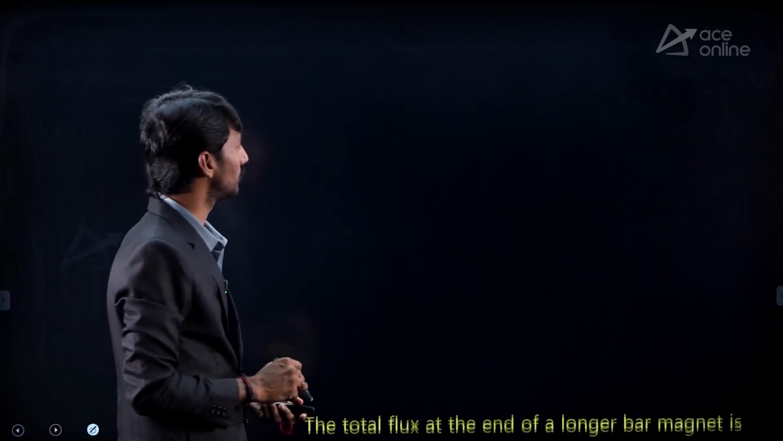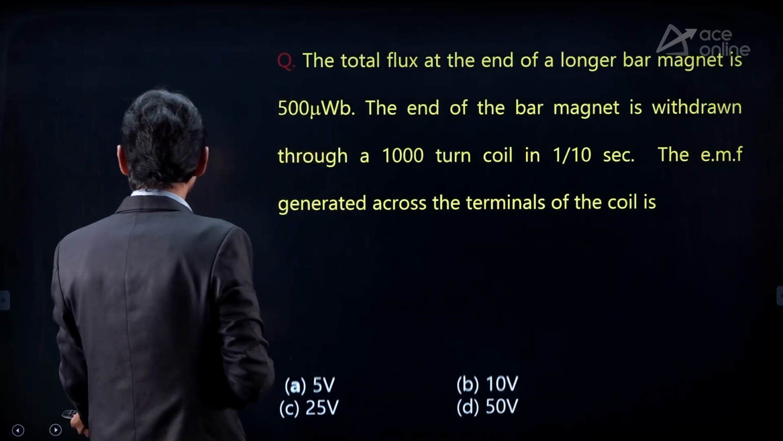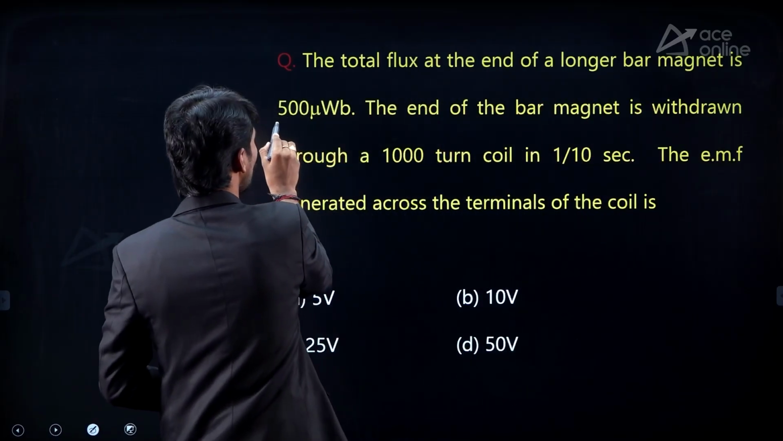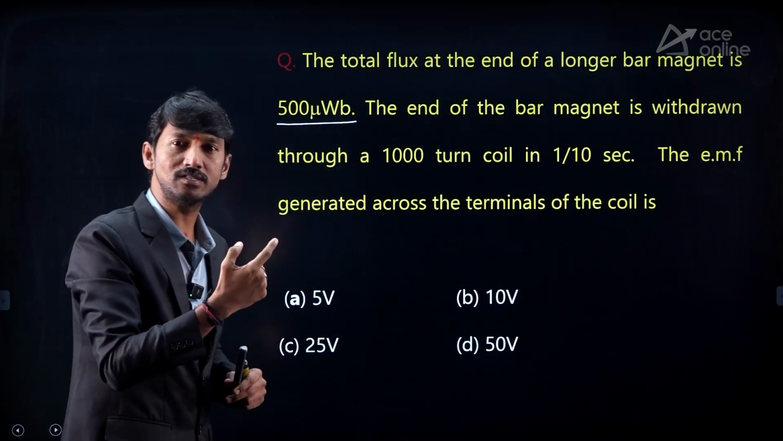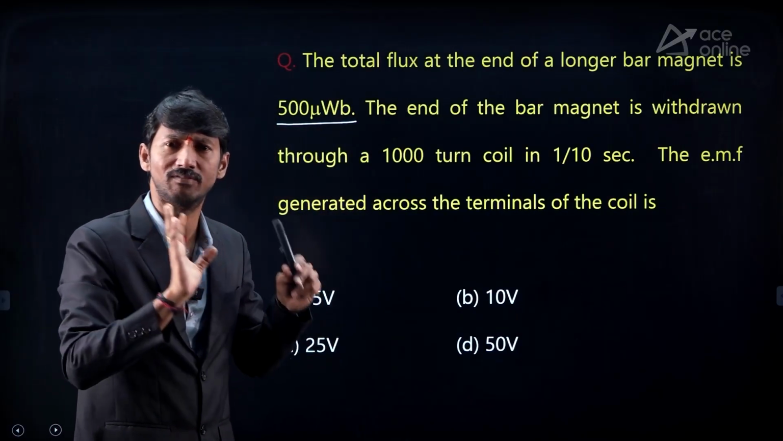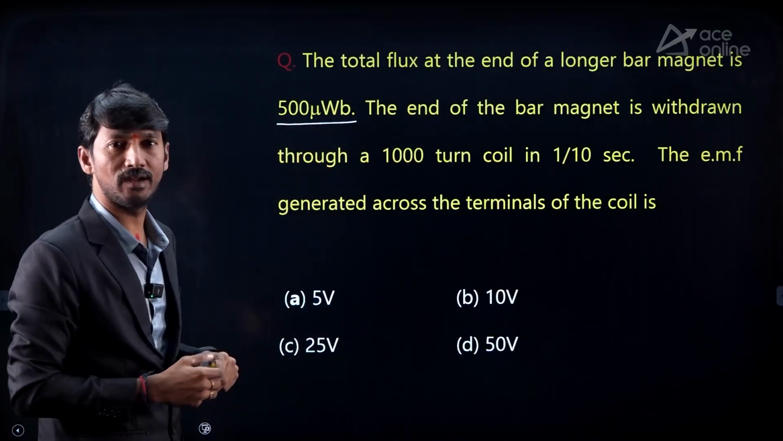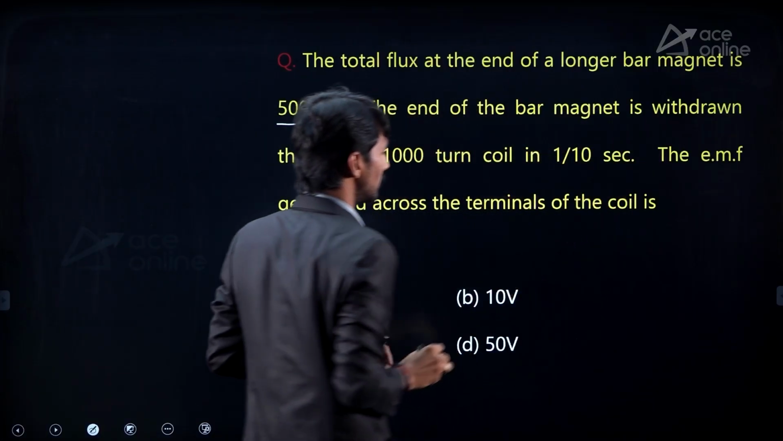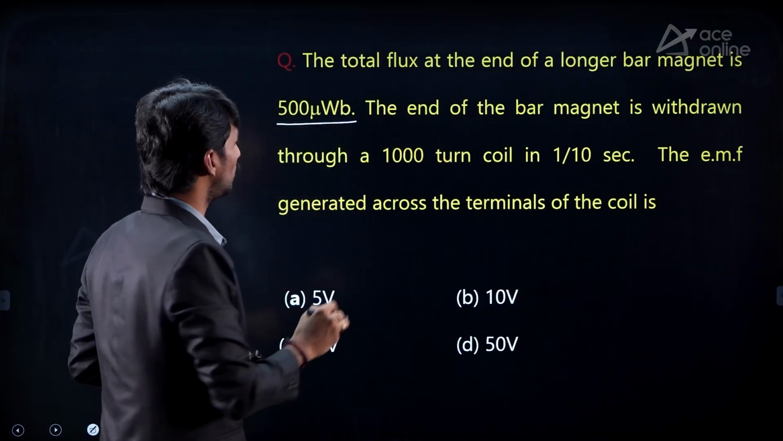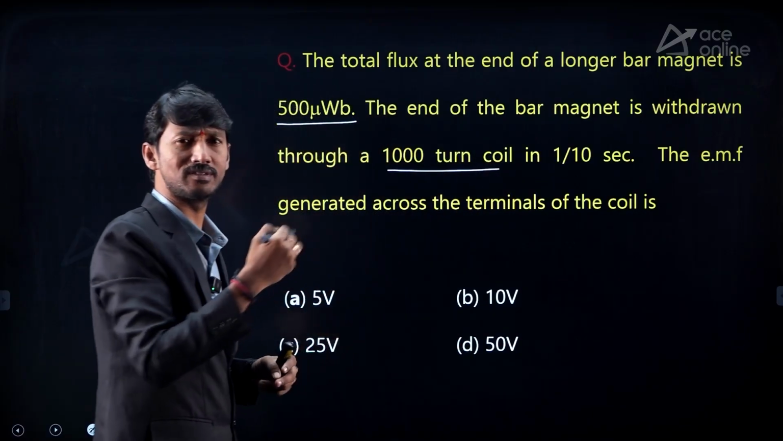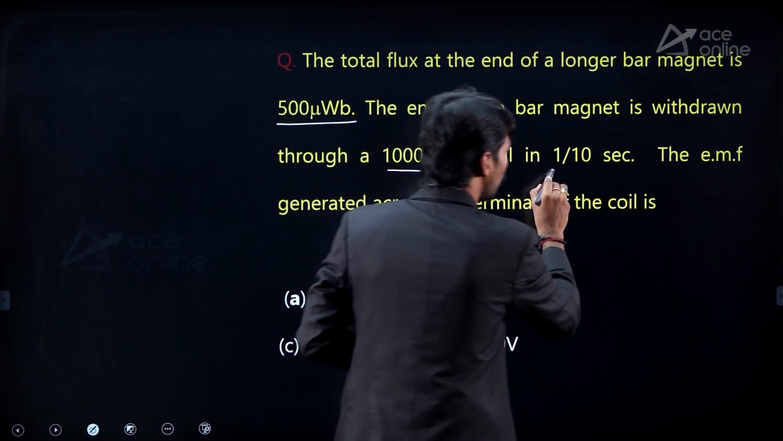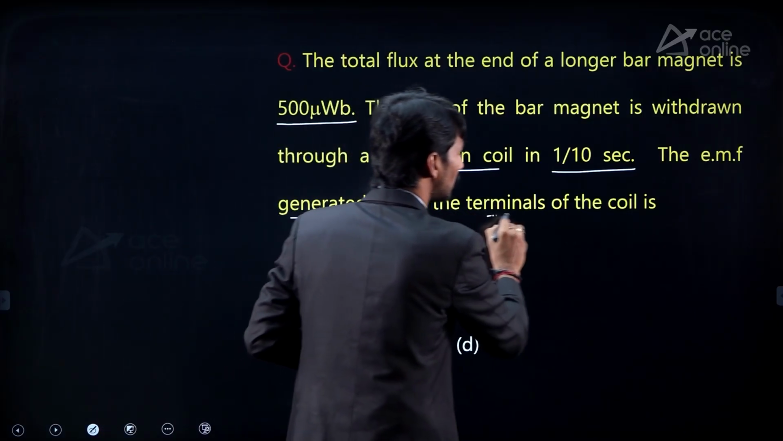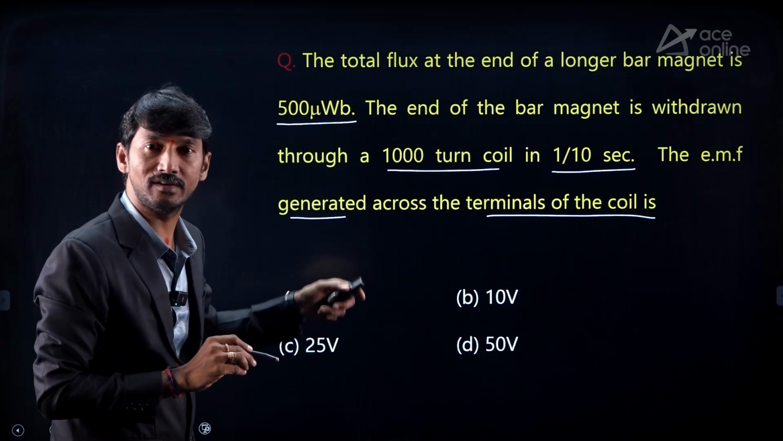Right? Next question. The total flux at the end of a long bar magnet is 500 microweber. Total flux means initial flux, final flux, change in everything is covered. So total flux is 500 microweber. The end of the bar magnet is withdrawn through 1000 turns, nothing but number of turns is 1000, in 1 by 10 seconds. The EMF generated across the terminals of the coil.